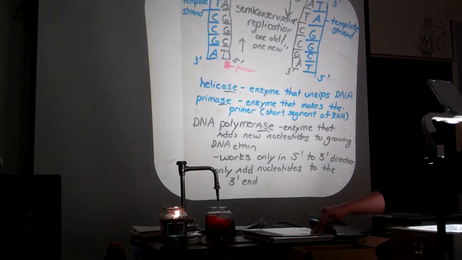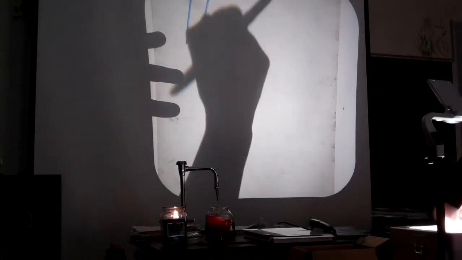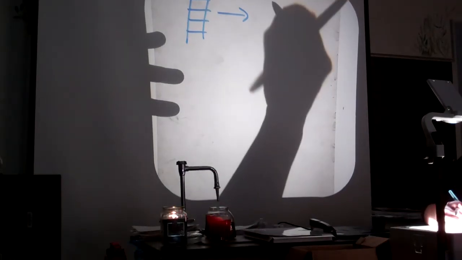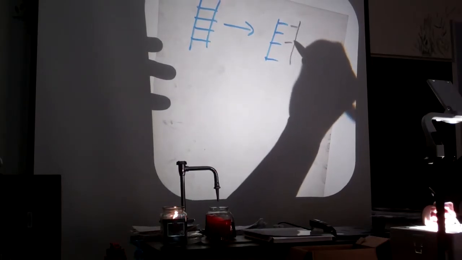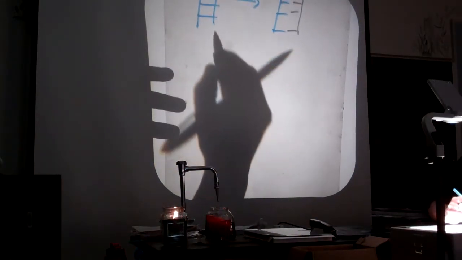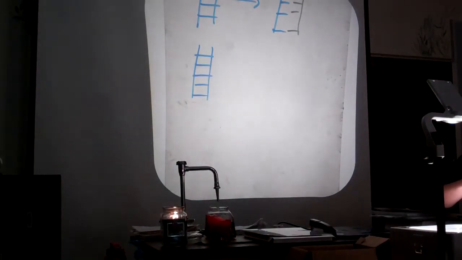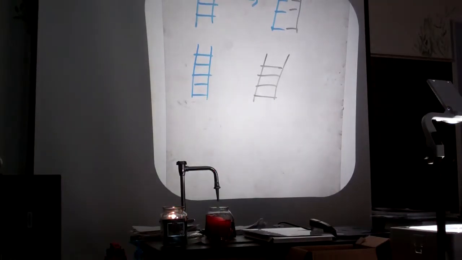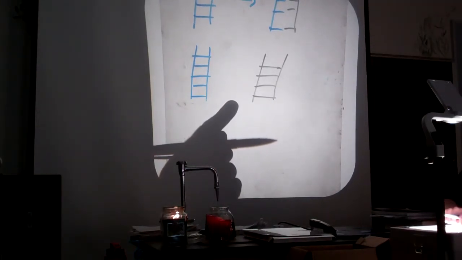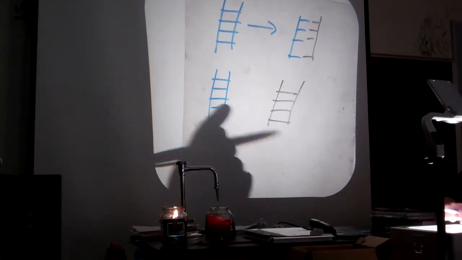So let me draw this another way, by taking out some of the letters. Let's say a DNA molecule looks like this. Semi-conservative means that when it's all said and done, you're going to have one old and one new strand. That's different than if I took a DNA molecule and put it in a copy machine and got an entirely different strand. That would not be semi-conservative. That would be called conservative replication.